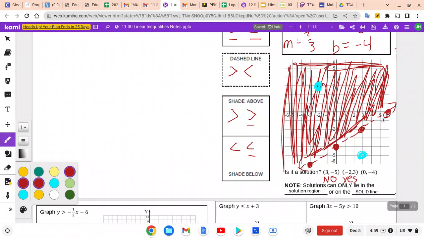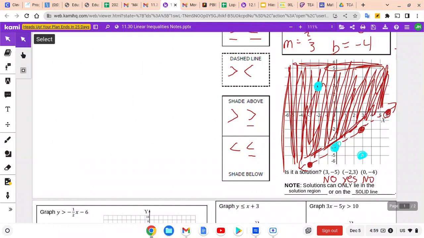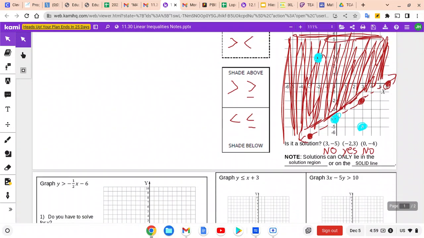Finally, and this one's a little tricky, you have (0, -4), and that's right on the line. But since it's a dashed line and not a solid line, it is not a solution. It's only a solution if it lies on a solid line, not if it lies on a dashed line. Hence, (0, -4) is not a solution.